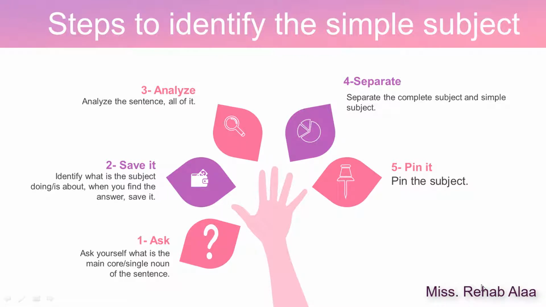Step number 1, ask yourself what is the main core or the single noun of the sentence. 2, identify what is the subject doing or what the subject is about, and when you find it, save it. 3, analyze the whole sentence. 4, separate by circling or highlighting the simple subject. 5, pin it. You will need it later.